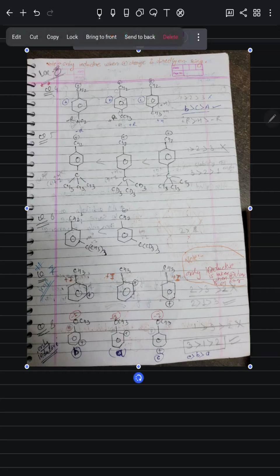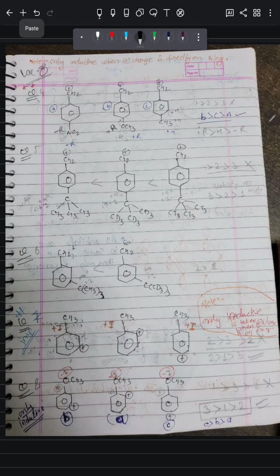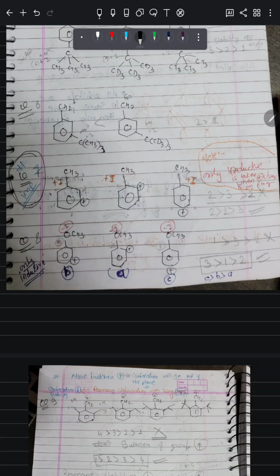Here is also a very important example, as you can see here. In case of this ring structure, let's check this example first. If a positive charge or any charge is present, only the inductive effect is seen, other effects can be neutralized. The inductive effect is distance dependent, so this will be more favorable or more stable. So second, then first, and then third. This will be the final order.